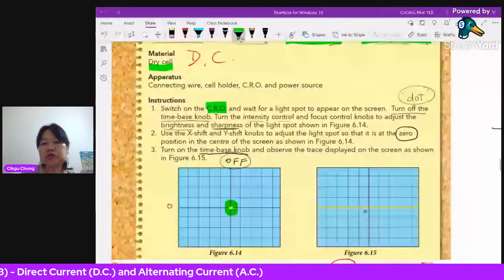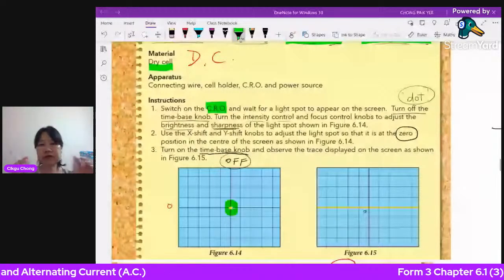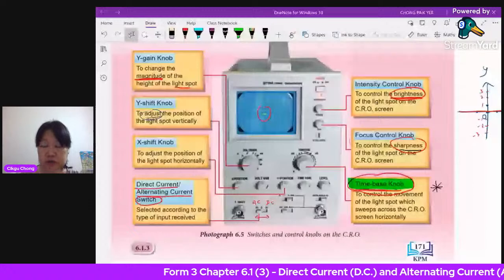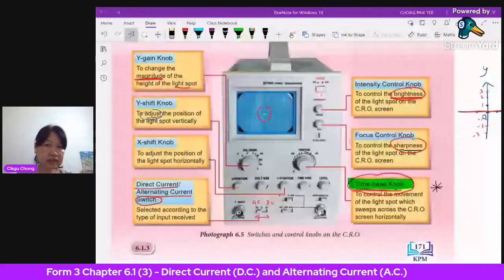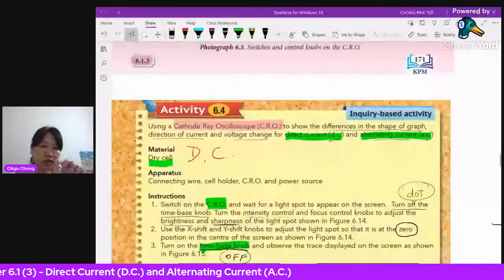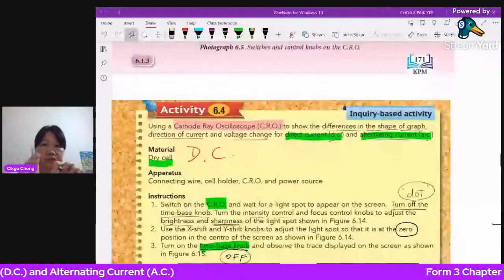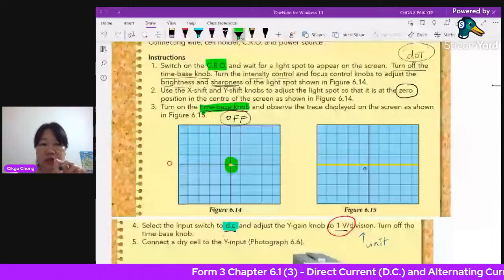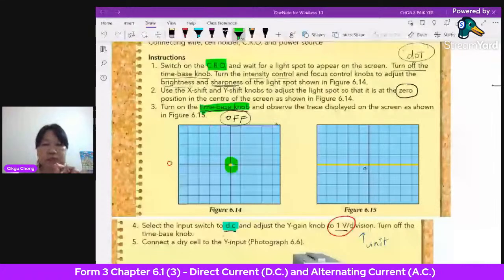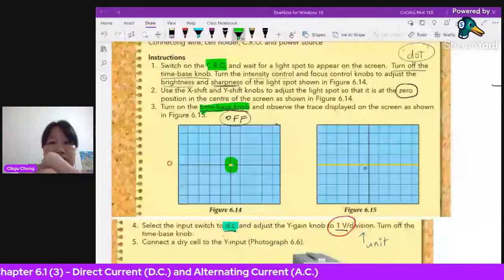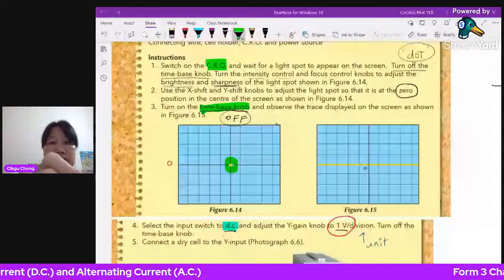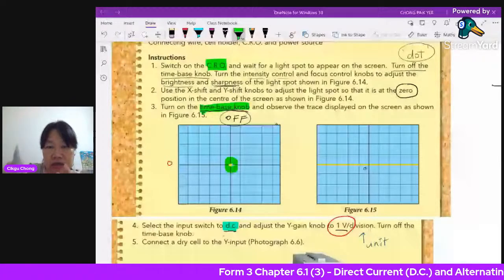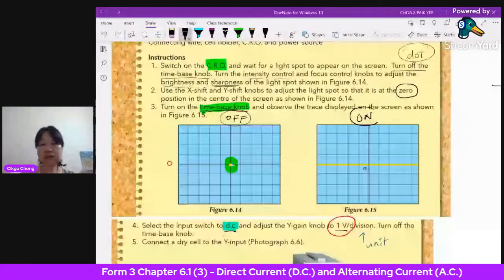When you switch on the time-base knob, you're actually pulling the graph longer. When you do not switch it on, that means off, the first one on the left-hand side is off. So when off, you get a dot there because there is no current. You put zero, one dot. Now you switch on the time-base knob. Now you will see it stretch. The dot here becomes long, it becomes a line. You can see here.